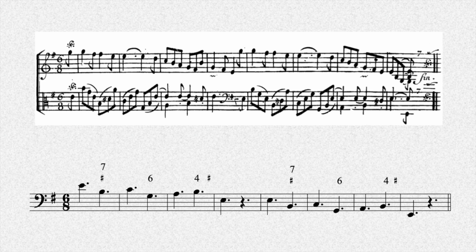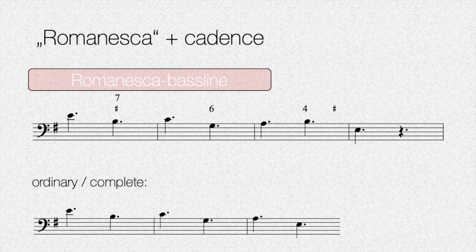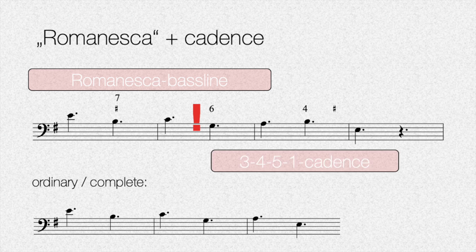The theme consists basically of two equal parts that just differ in the strength of the cadence. First ending imperfect, second one perfect. You probably recognize that the bass line pretty much resembles the original leaping variant. But instead of the root position chord on the third degree, Rameau chose to take the sixth chord to immediately initiate the cadence. So the Romanesca and the standard 3-4-5-1 are combined in the manner of a chain link.